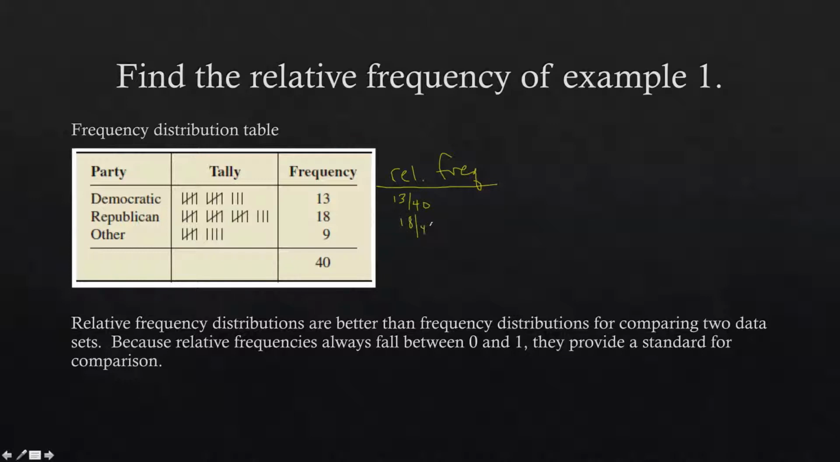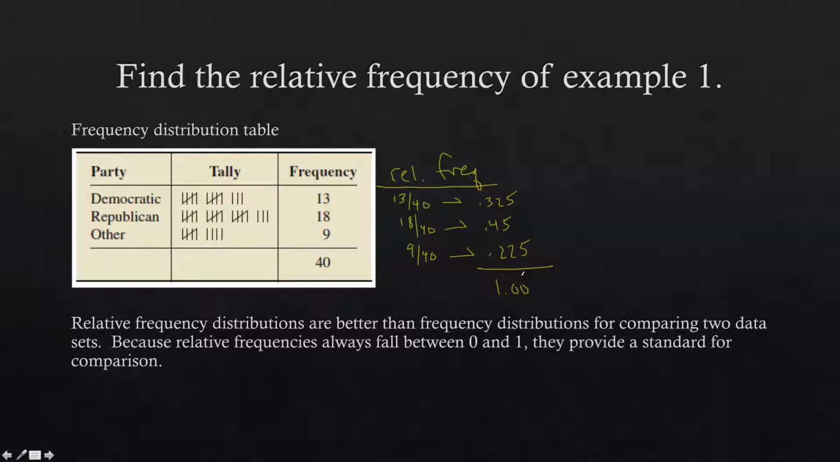Just take each of our frequencies and divide it by 40. 18 divided by 40, 9 divided by 40. And what that is going to give us: 13 divided by 40 we said was 0.325. 18 divided by 40 is 0.45. And 9 divided by 40 is 0.225. Now, what you should notice, if you've done this relative frequency correctly, is you should come out with 1 at the end. In terms of percents, that's 100%.